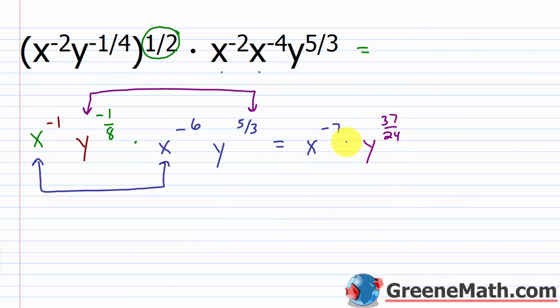So you can leave it like this, or you could write it as y to the power of 37 over 24 over x to the power of 7. Remember, you can drag this into the denominator and change the sign of the exponent. So if there's a -7 when it's in the numerator, when it gets dragged below into the denominator, it becomes positive.